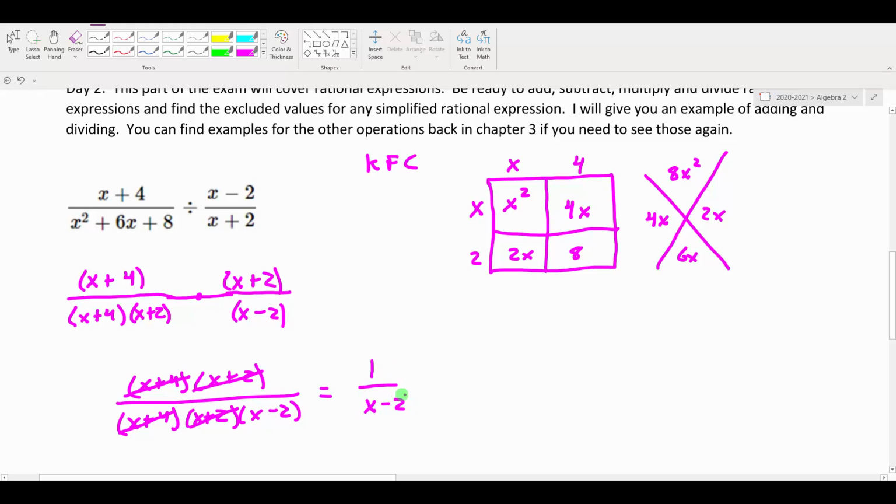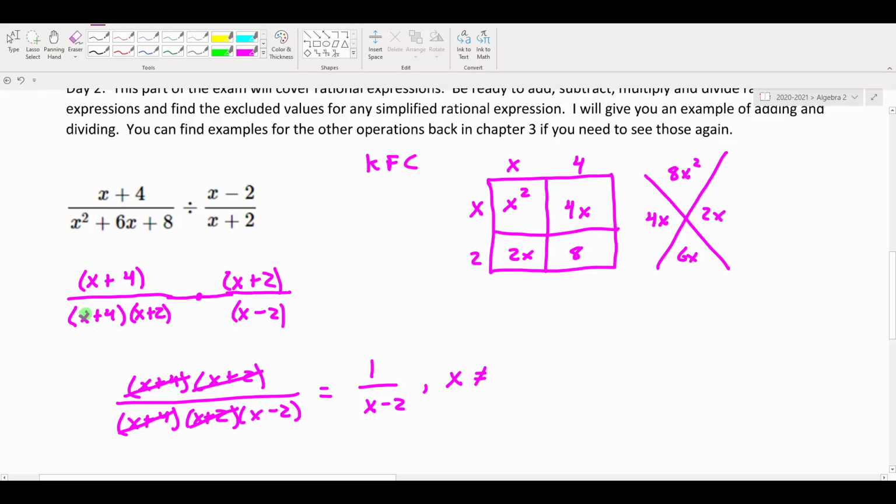So this becomes my simplified fraction, and then we need to state our excluded values. Okay, so what values of x are we not allowed to use? That is dependent upon the factors that are in the bottom. Right? We don't want any value of x that allows us to divide by 0. All right, so if I look at each individual factor and I look at this one, I say, well, what value of x would create a 0 inside of this factor?